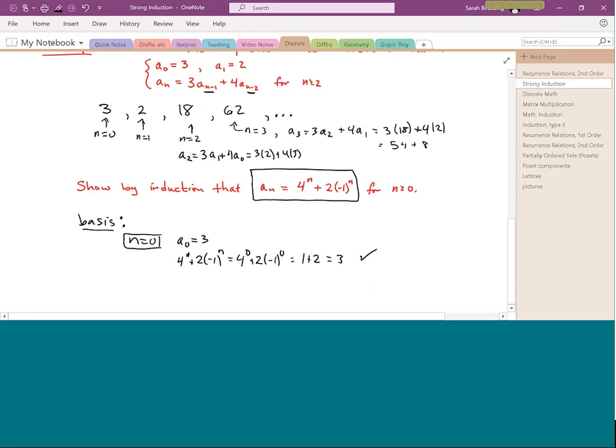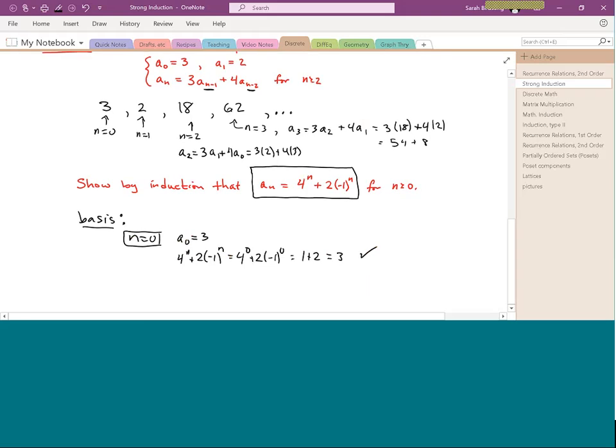So in our basis step, we are going to have to check both n equals 1 as well as n equals 2 to complete our basis step. So here we have that a1 is 2, that was given. If we look at our formula, when we plug in n equals 1, we'll have 4 to the first plus 2 times negative 1 to the first. So what is that? That's 4 minus 2 or 2. And yep, that actually matched the term we were supposed to get.